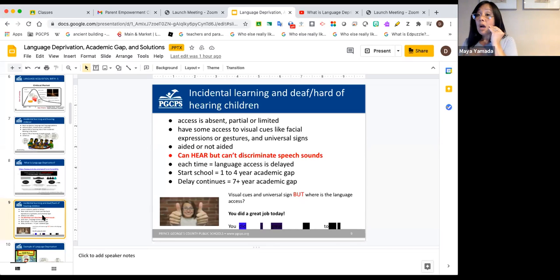So in the home, a child might have better access because it's a small group or it's one-on-one with mom or dad or sister or the sibling. It's a little easier to access the language. But when the environment changes and it becomes larger and there's more people, it's harder to access. Even though you can hear, you can't always understand speech. And that's what it's like for some who have a CI or a hearing aid.